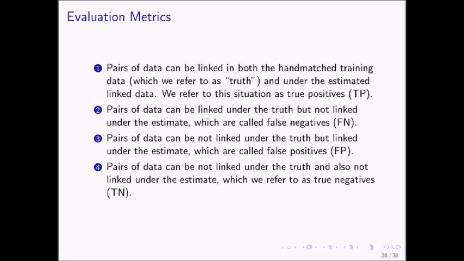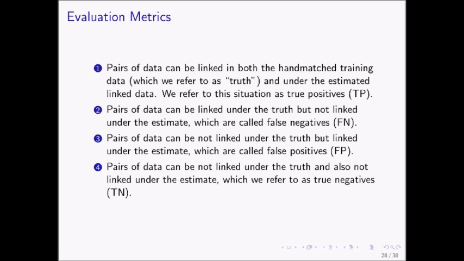I'd like to go through a little bit of terminology. Some of this is probably familiar to you, but I'd like to go through it anyway. If we have pairs of data that are linked in both the hand-matched training data, which we refer to as truth, and under the estimated linked data, then we refer to the situation as being a true positive.